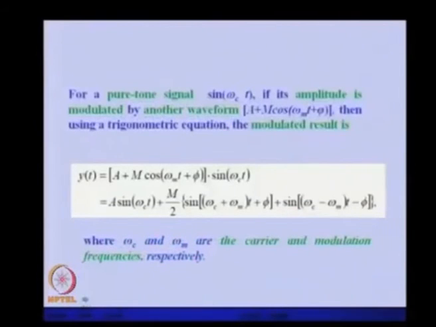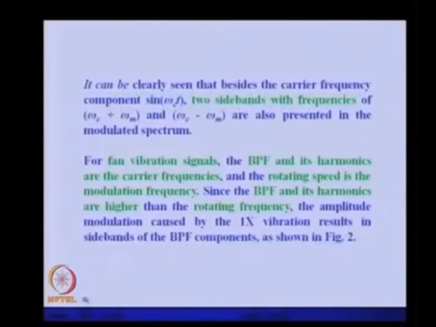So for a pure tone signal, that is, let us say this is a signal sin omega t, if its amplitude is modulated by another waveform like this, then using a trigonometric equation, we can see that there will be not only the addition and subtraction of these two frequencies, modulation will take place. So here, as we have explained earlier also, omega c is the carrier frequency and omega m is the modulation frequency. So we can see these sidebands in such a system.